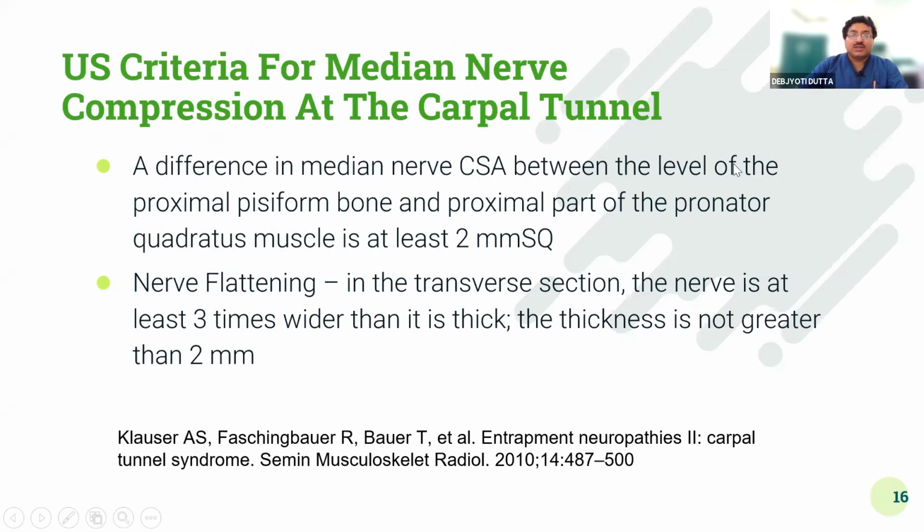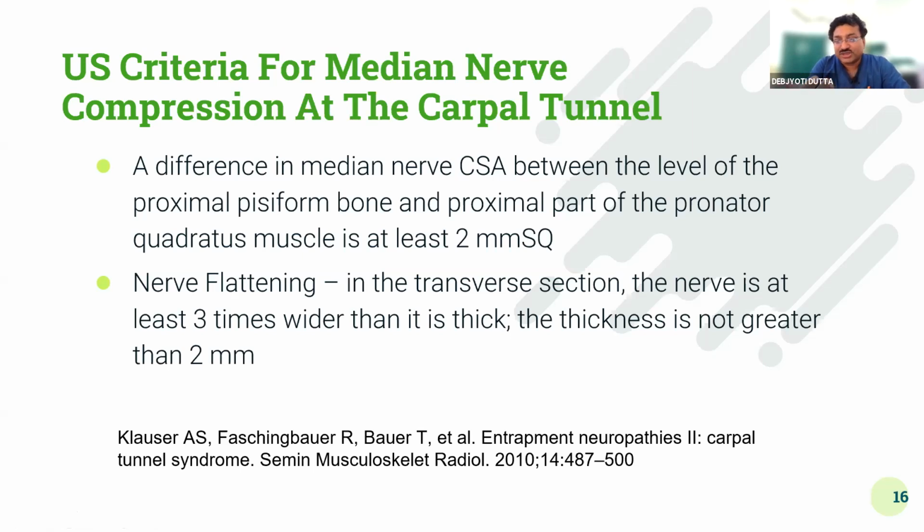Now, the difference. Flattening will be called if the transverse section of the nerve is at least 3 times wider than it is thick. The thickness should not be greater than 2 millimeters. So actually, there are a lot of these criteria. This is one, but that is not the only criterion. Okay, if you search, this part is not validated properly yet. So this is one criterion, but there are a lot of criteria you will be finding, and this needs some more time to find out which one is the best. But even now, there are some criteria like that.